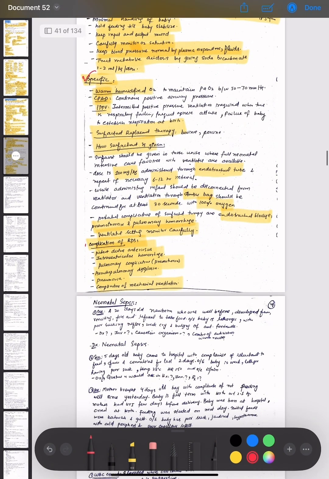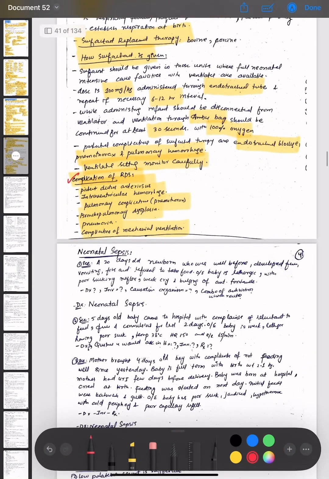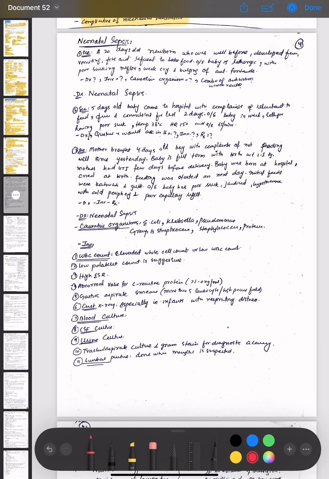In the next video, we will discuss the next topic, that is neonatal sepsis and neonatal jaundice.